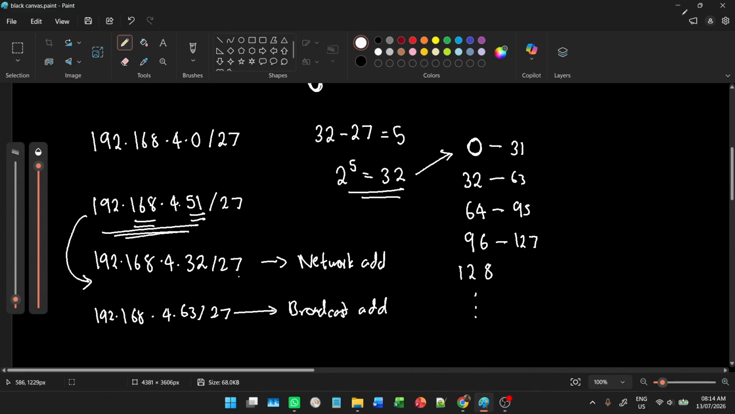Okay, so how many total addresses are here? 32. How many of them are usable addresses in this block? 30. Why? One is reserved for the network, one is reserved for the broadcast. Always subtract 2, right?